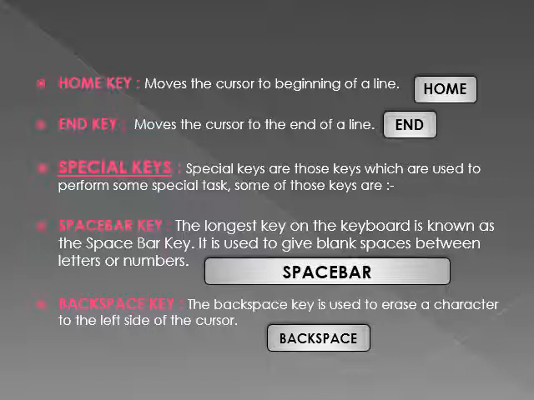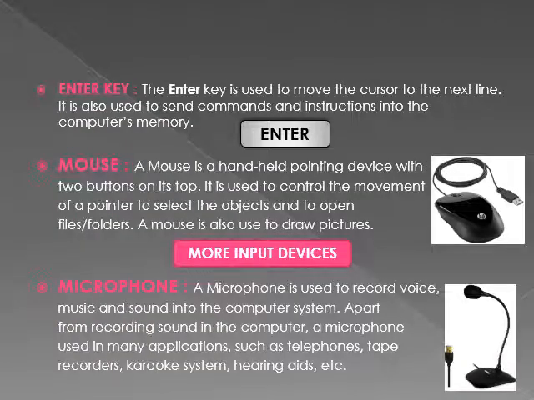Backspace key. The backspace key is used to erase a character to the left side of the cursor. Enter key. The enter key is used to move the cursor to the next line. It is also used to send commands and instructions into the computer's memory. Mouse. A mouse is a handheld pointing device with two buttons on its top. It is used to control the movement of a pointer to select the objects and to open files and folders. A mouse is also used to draw pictures.